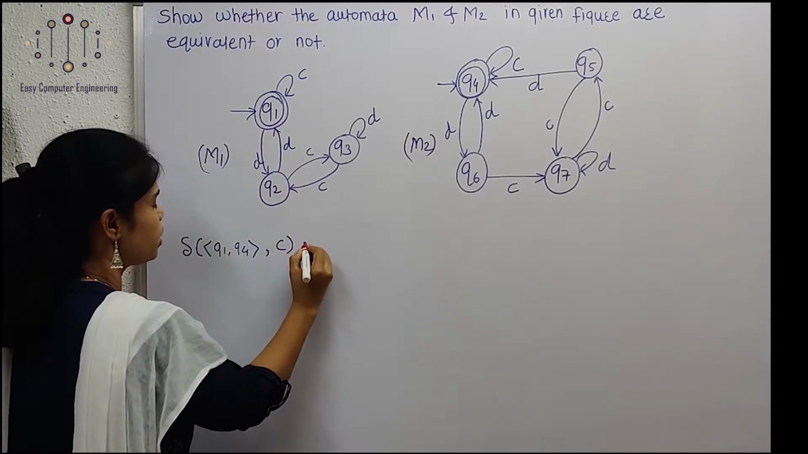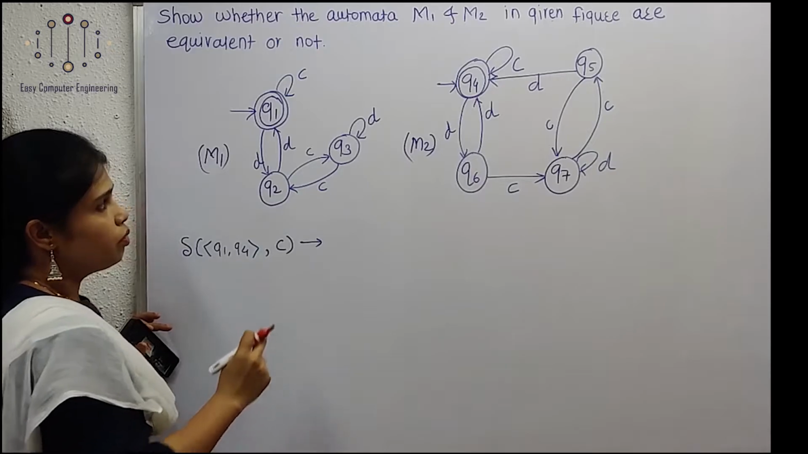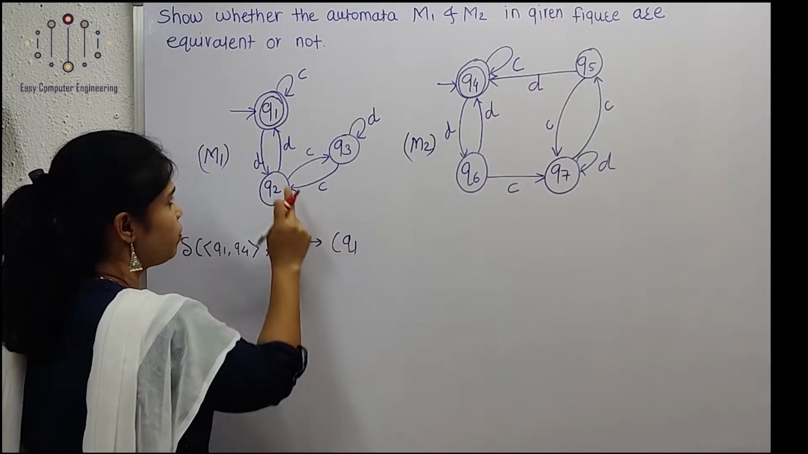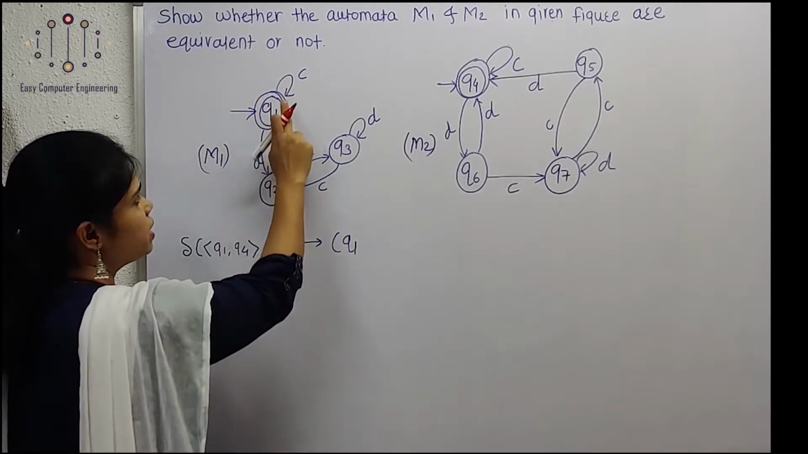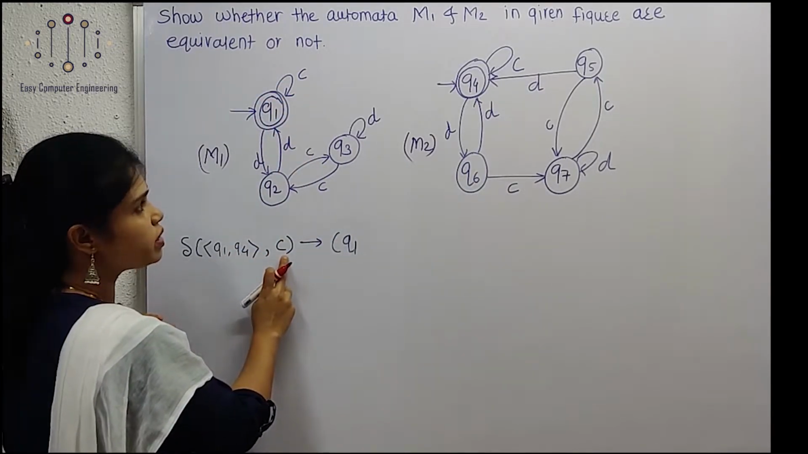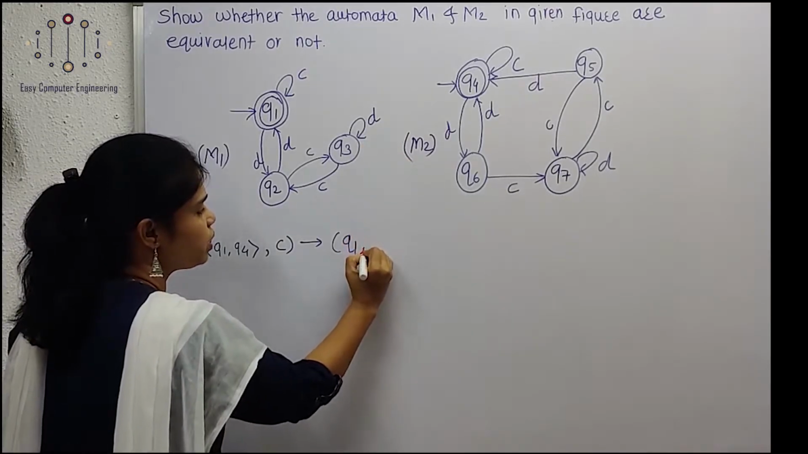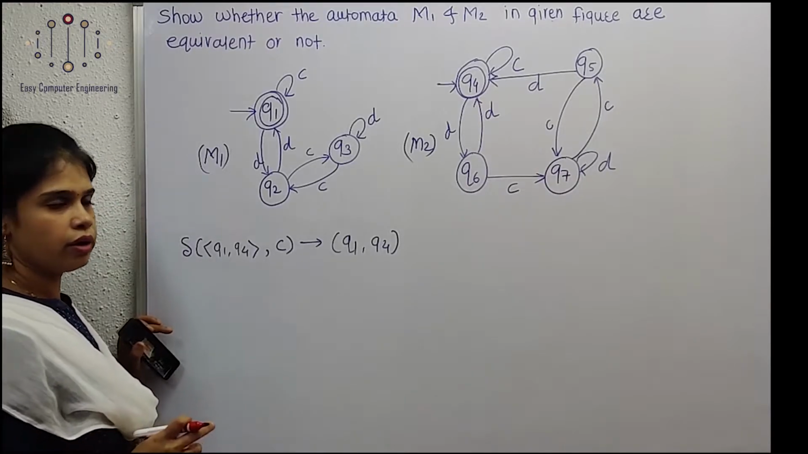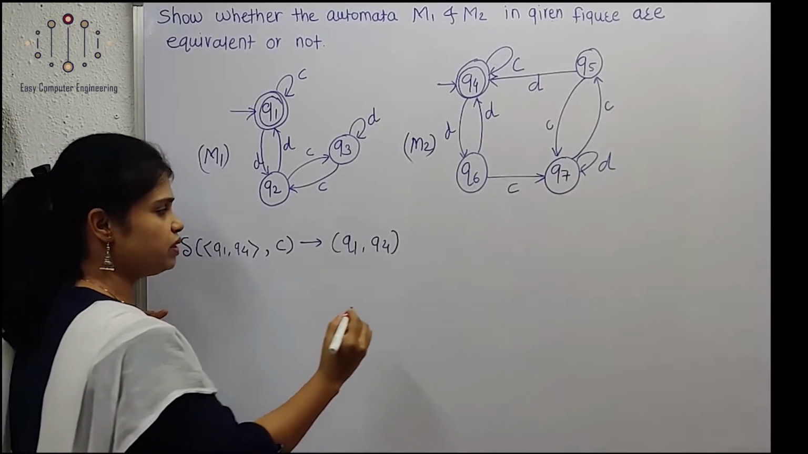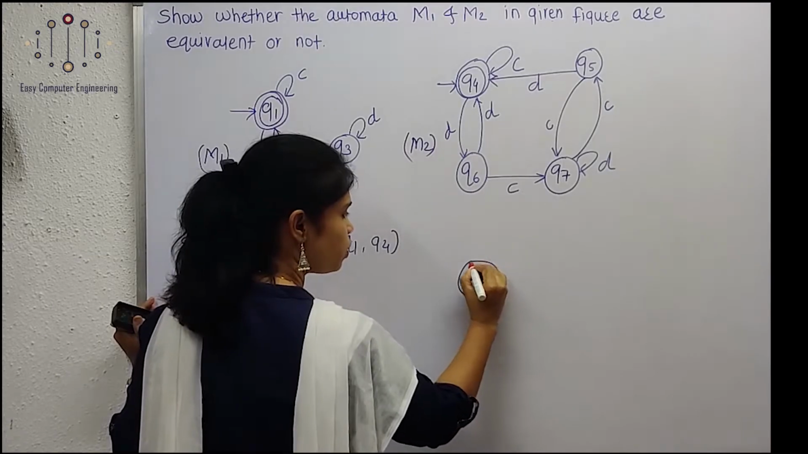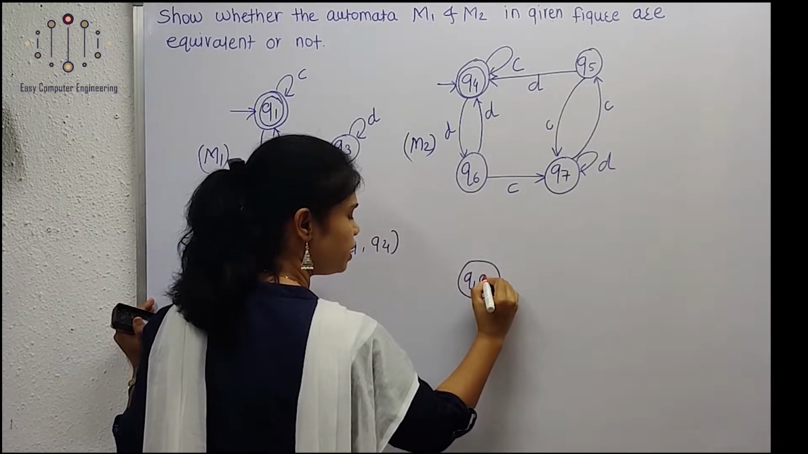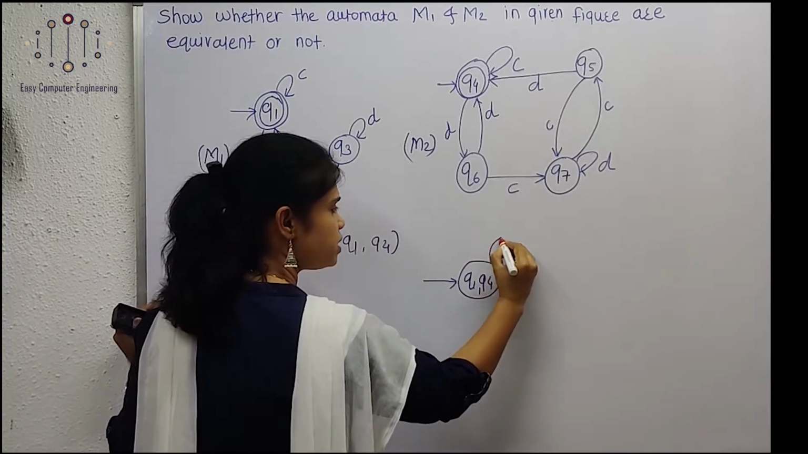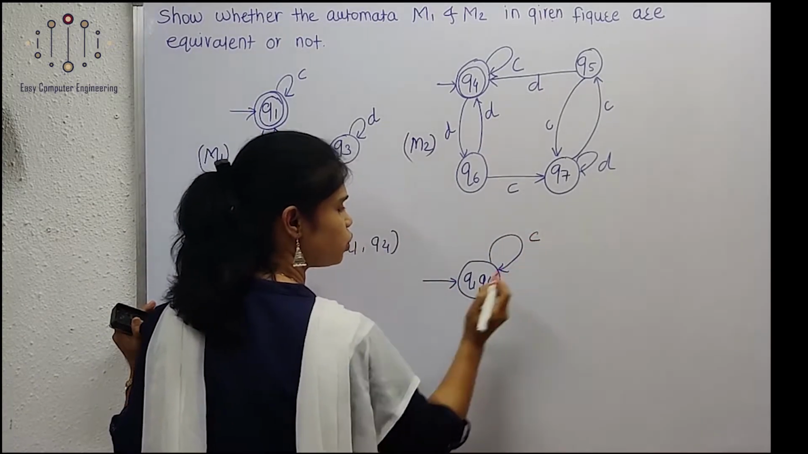The C transition. On the C transition, from Q0 I am getting Q1, and from Q4 on C it's Q4. So we got this state, and we will merge them: Q1, Q4. On the C transition we can show it like this.